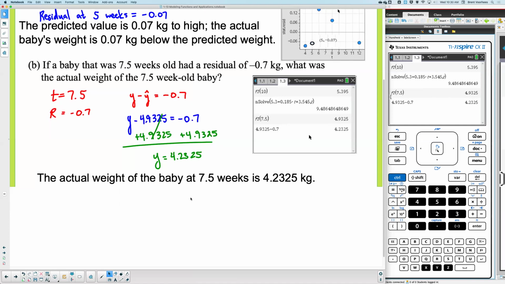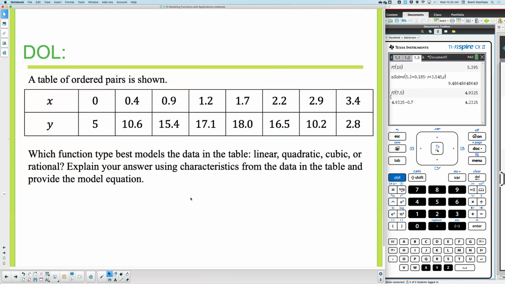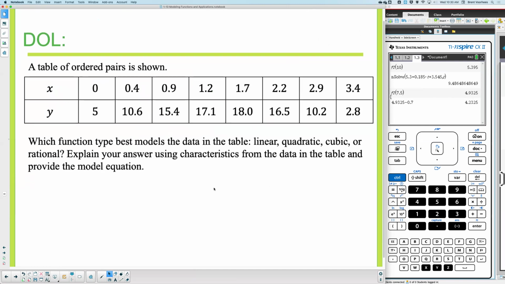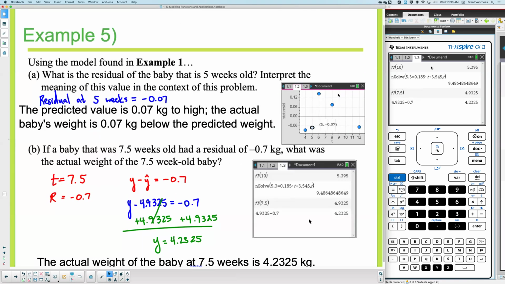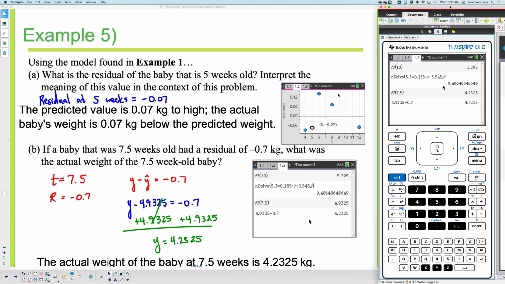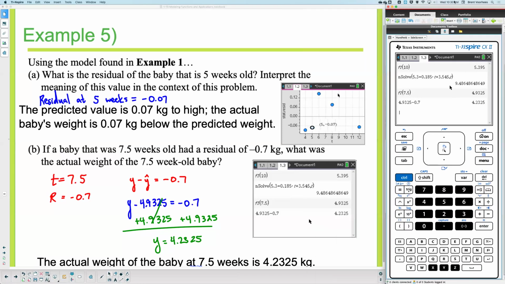All right. So you've seen me do a lot of little things with the calculator. You've seen residuals. You've seen all kinds of stuff. It's your turn to try one. DOL number one. I'll let you use that table. And hey, one more thing I haven't shown you yet. I want to show you one more thing before we clear our calculators in a second. You're not going to need this example again.